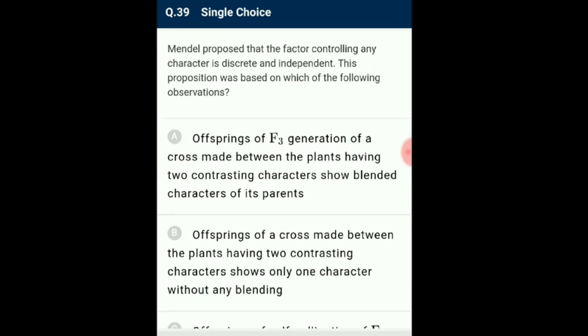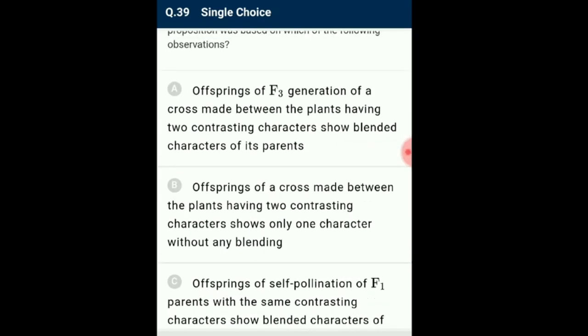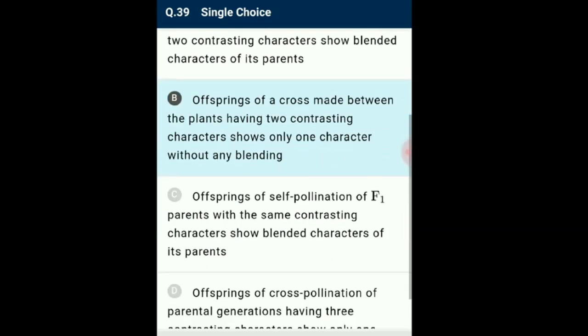Question number 39. Mendel proposed that the factor controlling any character is discrete and independent. This proposition was based on which of the following observations? When Mendel crossed parents with two contrasting characters, he observed in the F1 generation that only one character was expressed, that is the dominant one. On selfing the F1 generation, the characters which did not appear in F1 generation appeared in F2 generation. This shows that there is no blending in the contrasting characters, but they are discrete and independent. On the basis of the observation, Mendel proposed that the factor controlling any character is discrete and independent. So the answer for this question is option B. Offspring of a cross made between plants having two contrasting characters show only one character without any blending.